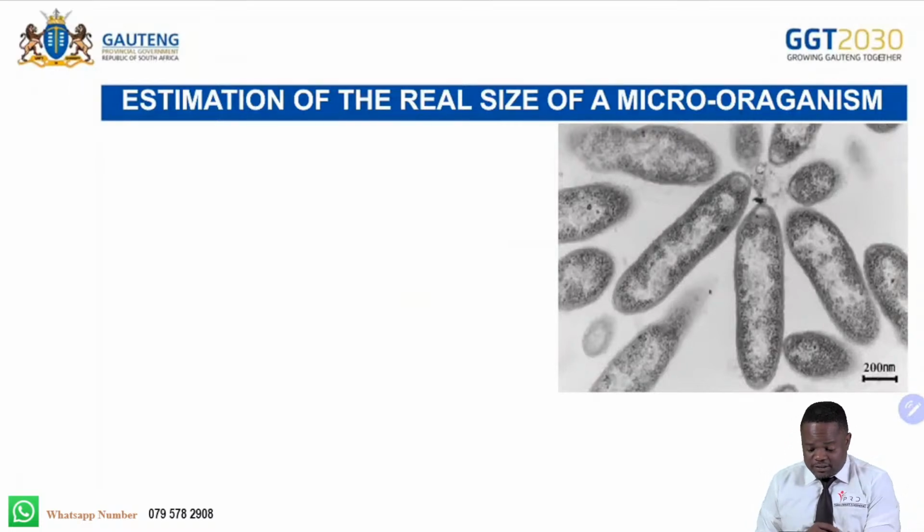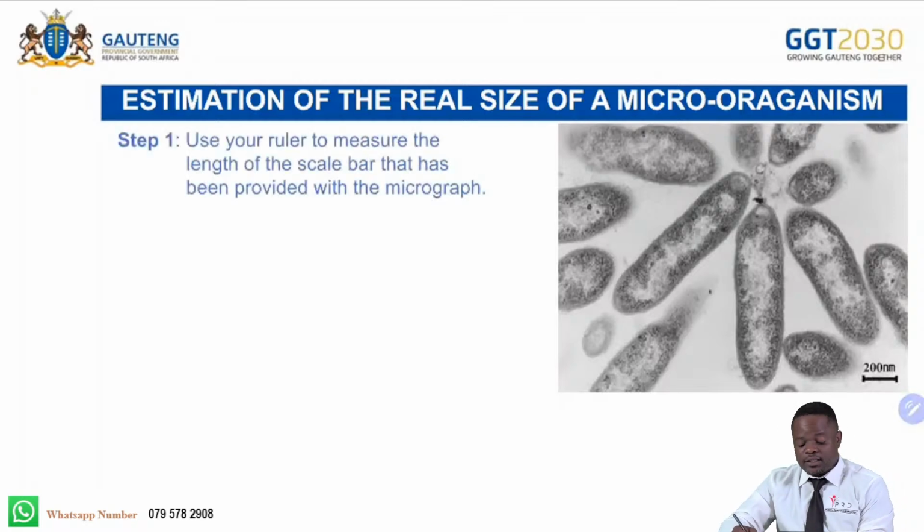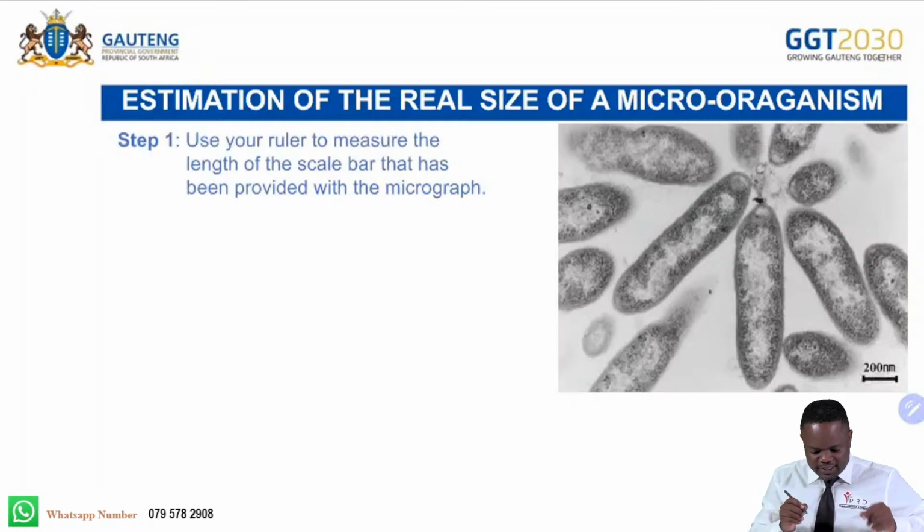Right. If you're given such a micrograph, you can be expected also to estimate the real size, the actual size of a microorganism. So how do you go about that? Right, just follow me. It's just a few simple steps. So step number one, you're going to use your ruler and then you measure the length of that scale bar. You see that scale bar? You measure its length. I'll assume a value there. I'll say that scale bar has a length of 1 centimeter. Take note of that. Write it somewhere. We will assume it's 1 centimeter.